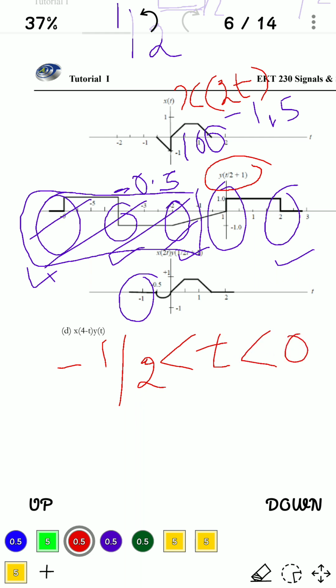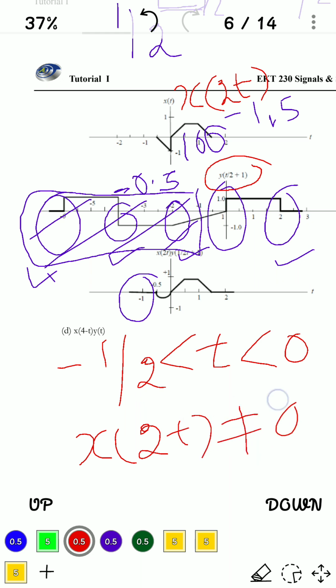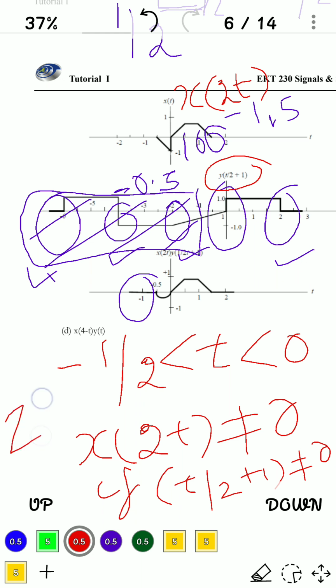You can see that my x of 2t signal is not equal to 0, and my y of t by 2 plus 1 is also not equal to 0. So therefore z of t is also not equal to 0. So therefore you get a signal like this, right? This is the signal you get. So from 0.5 to minus 1 you get a signal like this, right?